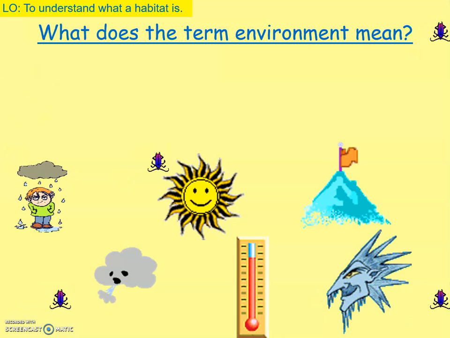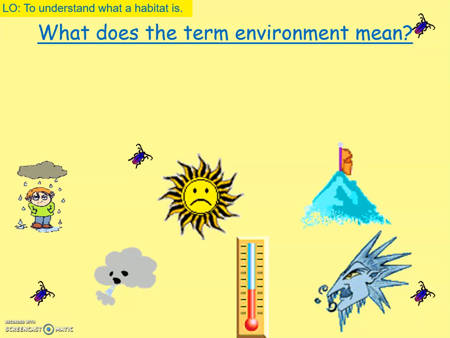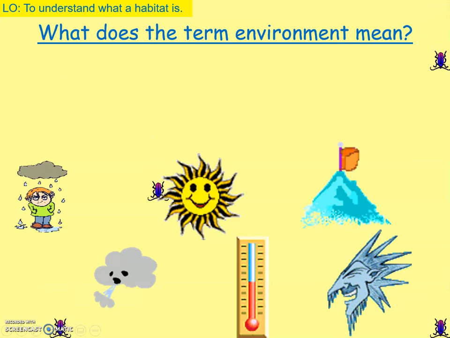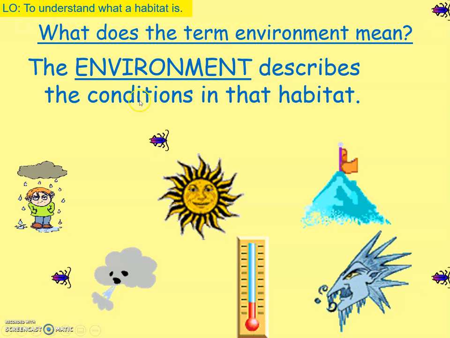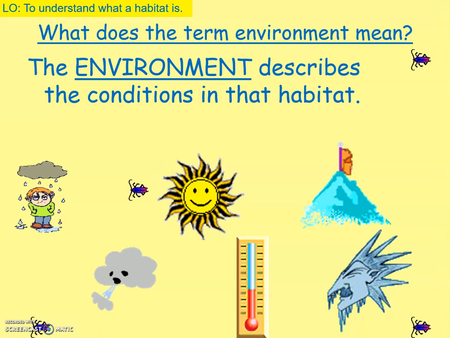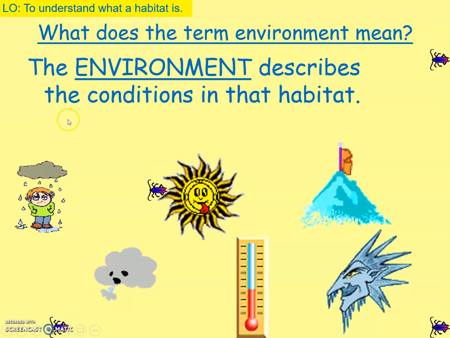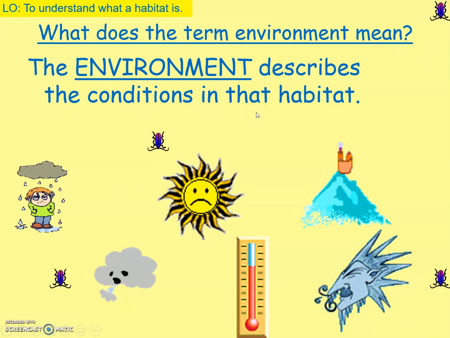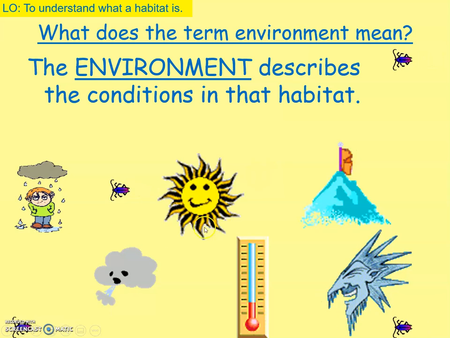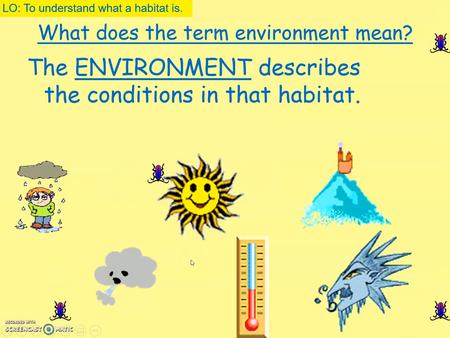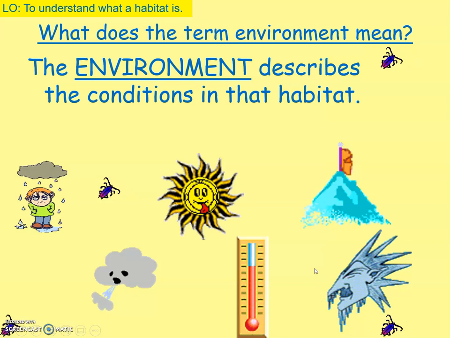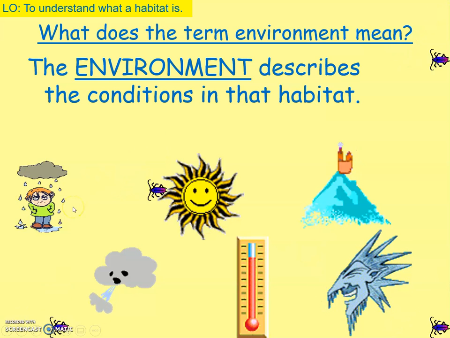So what do we mean by the term environment? Environment encompasses all the conditions that surround an organism. So all the conditions that surround an organism is termed environment. What are these conditions? We have the light intensity, that's the amount of light, the temperature, which we use the thermometer to measure. We have humidity. We also have the wind speed and some other living things that may be in this environment as well.